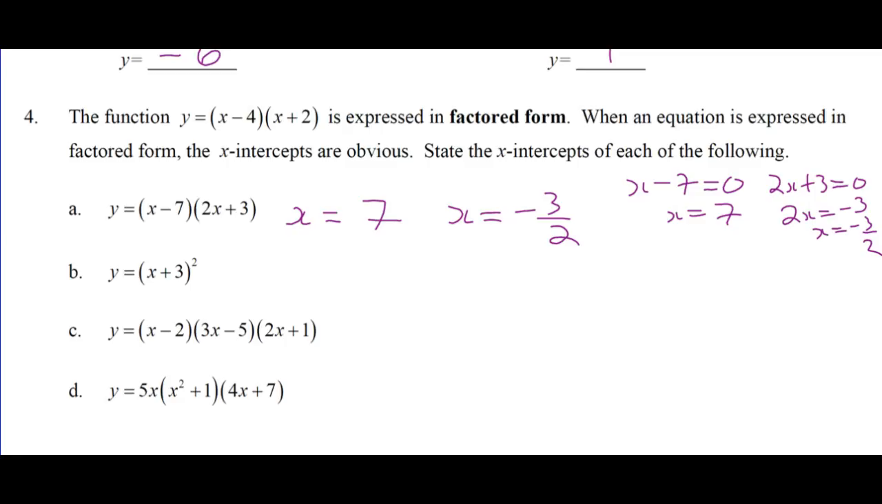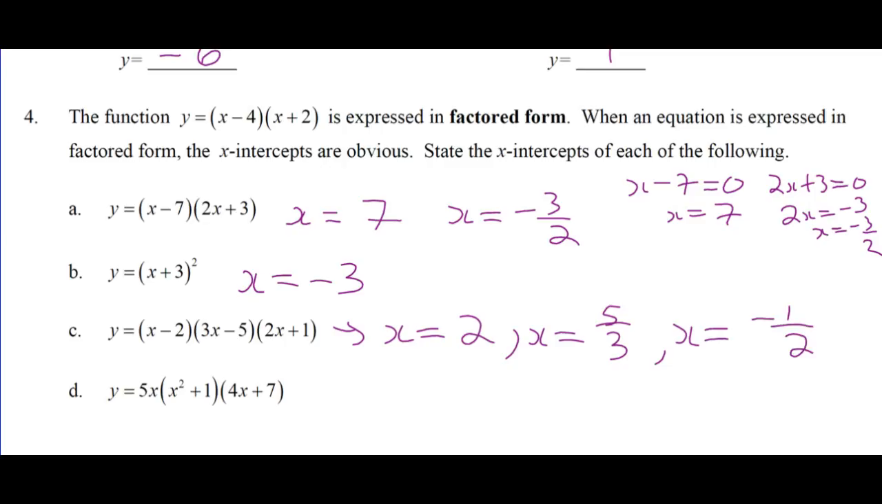Okay, what's this guy? Negative 3, right? It's the value that's going to make that 0. Hey, there's 3 of them here. What are they? x equals 2, x equals 5/3, x equals. Okay. Again, if you need to do any of them in detail, 3x minus 5 is equal to 0, 3x is equal to 5, x is 5/3. Okay. Whatever works for you, you do what you need to do, right?